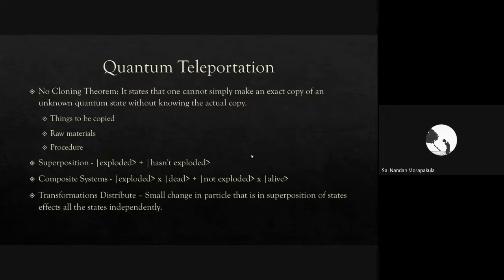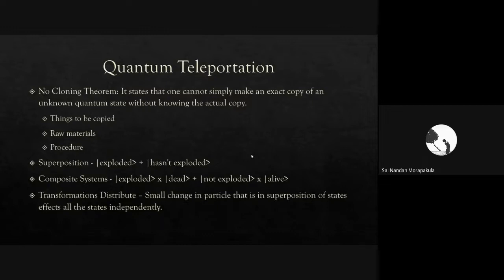So basically the main principles behind the no cloning theorem are, first, superposition, which you already know: a quantum system can be in two states at the same time. And also composite systems, which is basically the product of the superpositions. For example, if you take a box with a bomb inside and a cat, what are the possibilities? It can explode and the cat can be dead, or it cannot explode and the cat can be alive, right? That is what composite systems state.